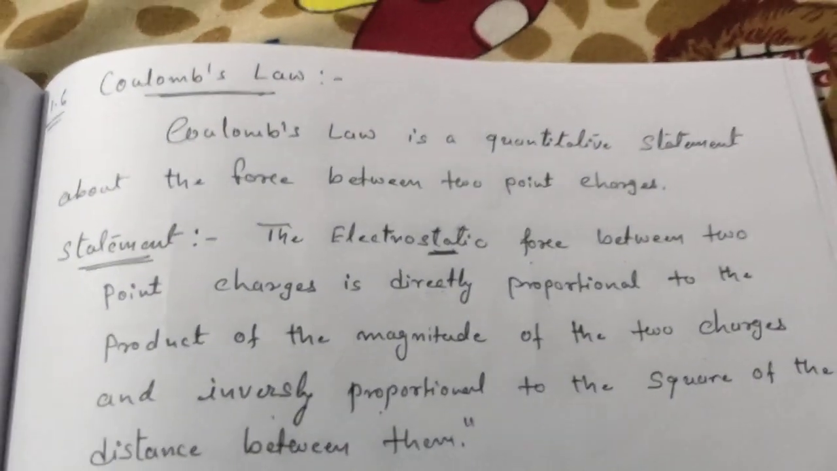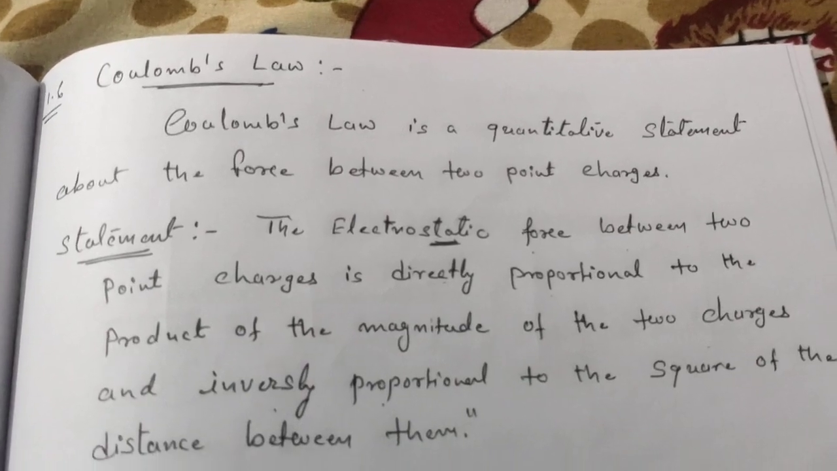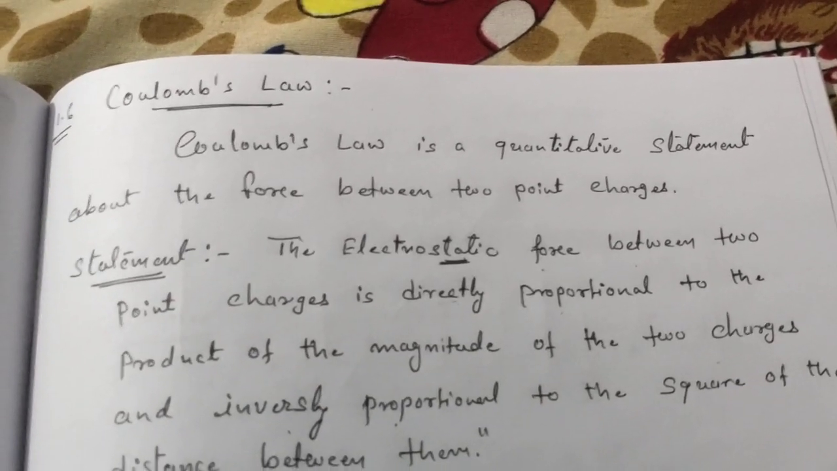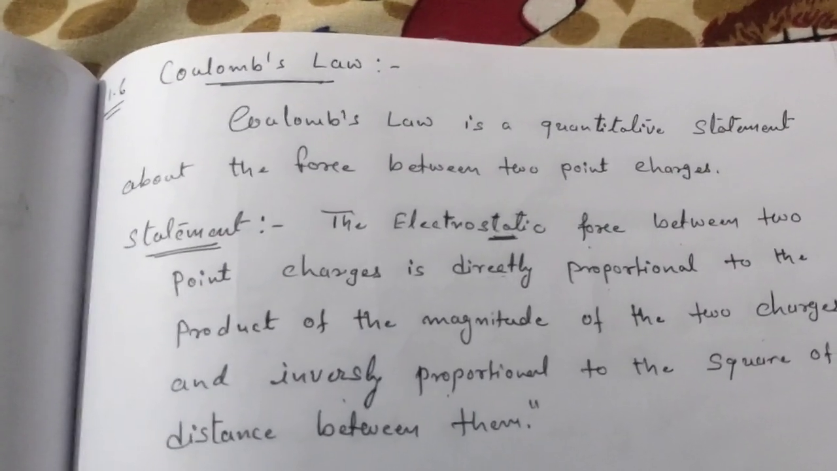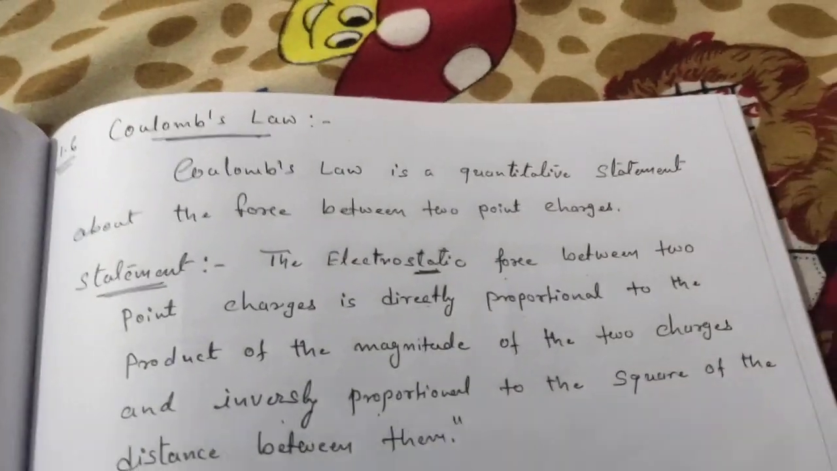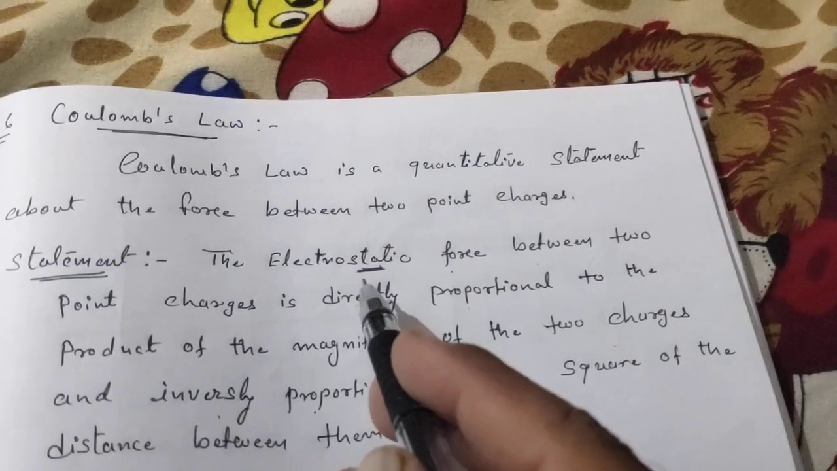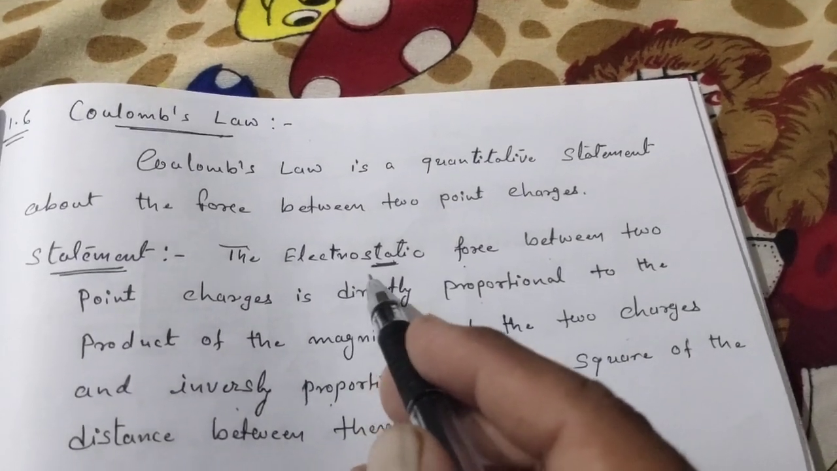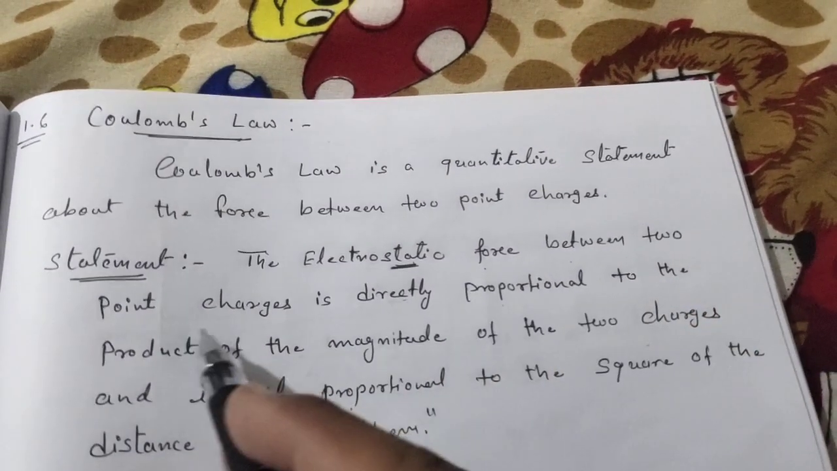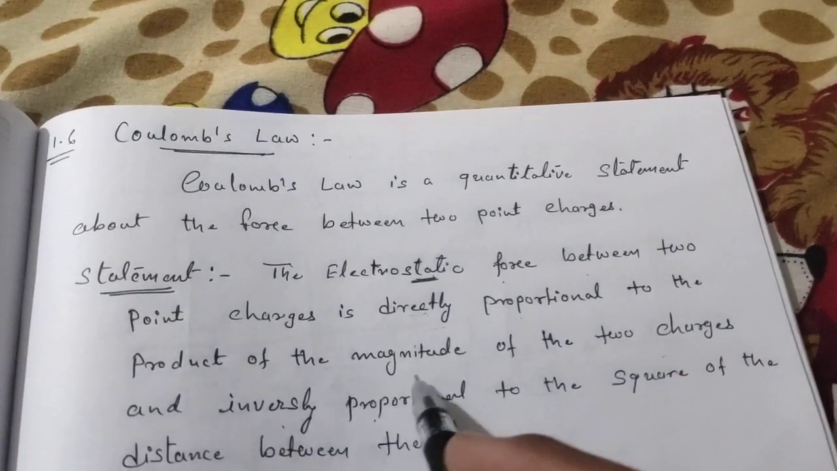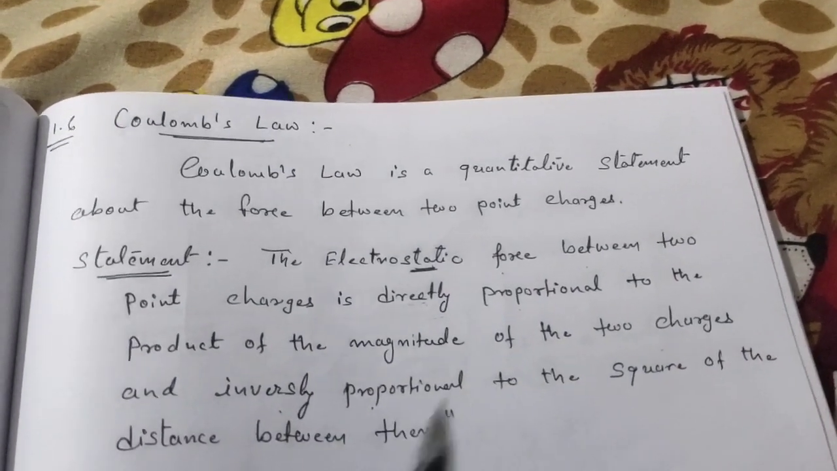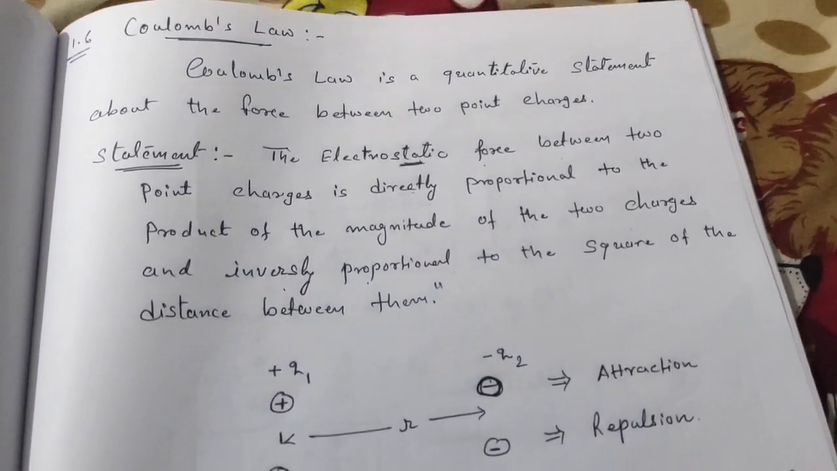Today's second video is based on Coulomb's law. As you know, Coulomb's law is a quantitative statement about the force between 2 point charges, and its statement is: the electrostatic force, also known as Coulombian force, between 2 point charges is directly proportional to the product of the magnitude of the two charges and inversely proportional to the square of the distance between them.